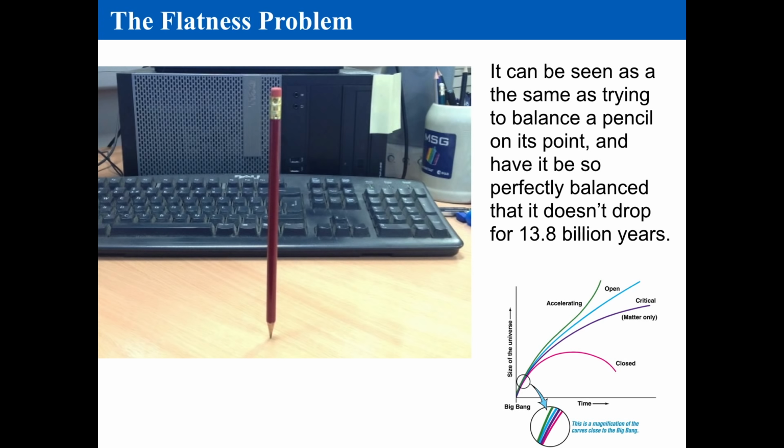That's the equivalent of the flatness problem. If the universe wasn't flat, the end result would be a closed universe that would collapse on itself, or an open universe that would accelerate away. So it had to have been really close to flat at the beginning in order for one of those two things not to have happened, to give us the universe that we see today.